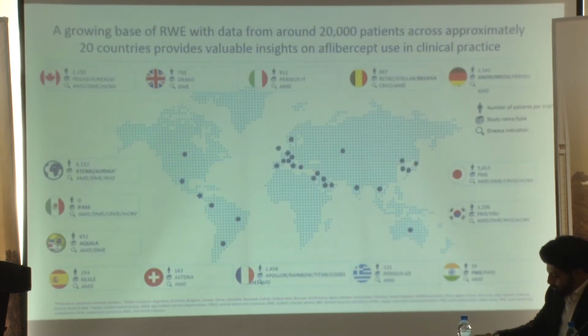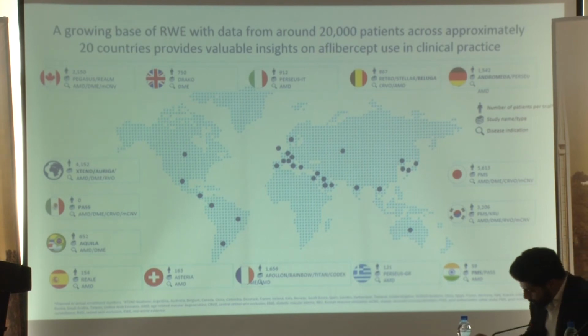So a lot of studies on the real world evidence are going all over the world. So you can see either in the Europe and the American region or Asia, there are a lot of studies, and more than around 20,000 patients were included, and they all have shown that if intensive treatment is given initially, patient will have a better outcome.